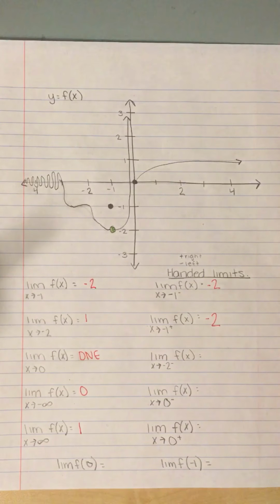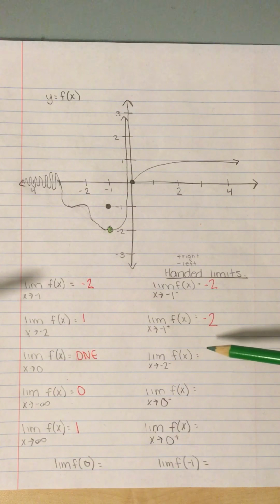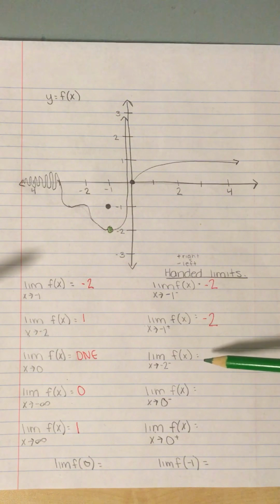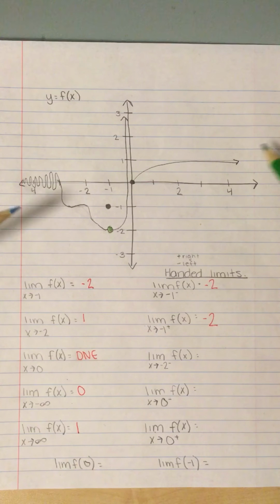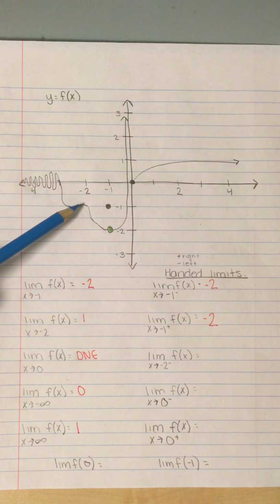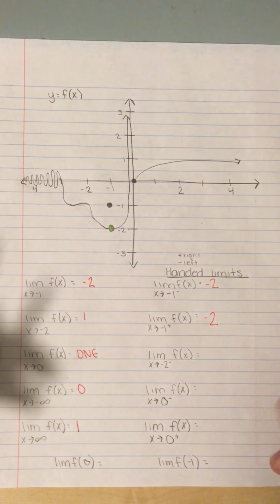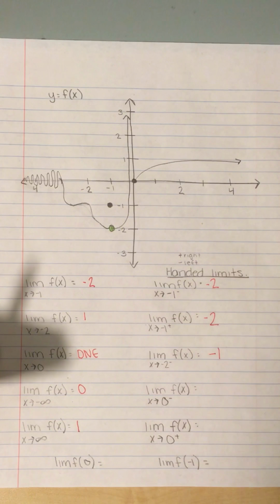So now we're going to do the limit of f of x as you approach -2 from the left. So now, again, here's -2. We're going to locate it. We're only going to use from the left. And once again, we're going to get -1.